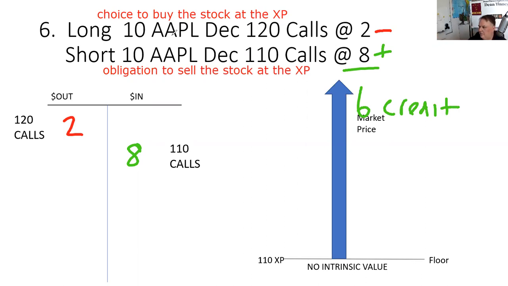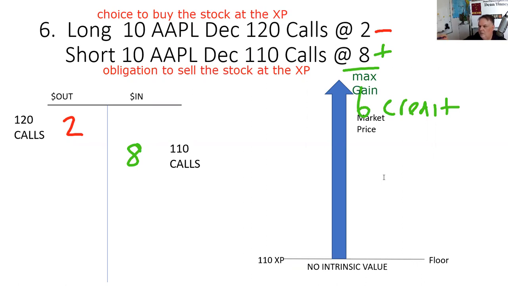Anytime I collect money, the best case is I get to keep it. So our max gain is 6 points. But by the way, pay attention here: that 6 points is on 10 contracts, each governing 100 shares. That's actually $6,000. But as I said, I highly recommend you do things on a per share basis. So we have determined that this is a credit spread.